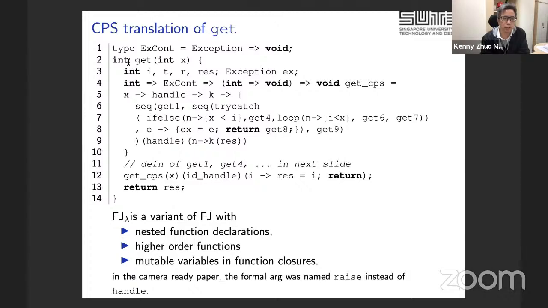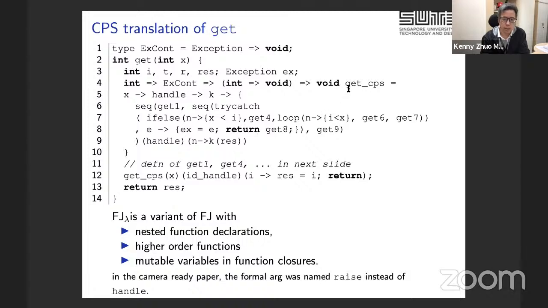Notice that the method's signature is unchanged. We keep it as it is, and we leave all the local variable declarations to the top level, the outermost level. In addition, we declare an exception variable for us to capture the exceptions, and the main work is being done in a nested function called getCPS. This is actually a continuation passing style version of the get.